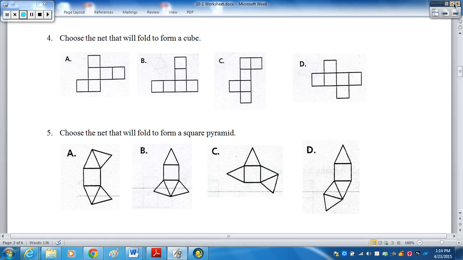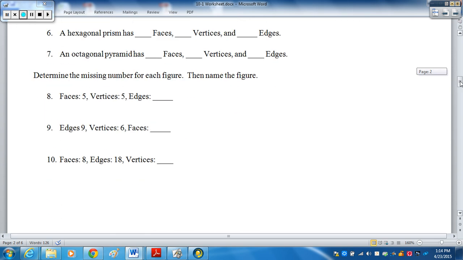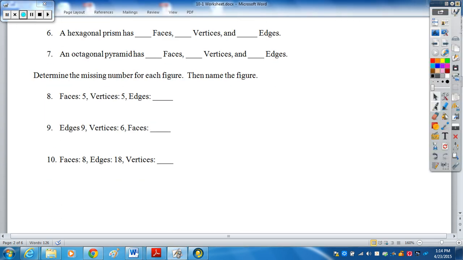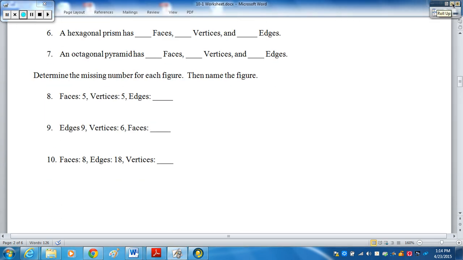For some of you, you'll have no problem with those. For others, you aren't quite as visual, might struggle with that a little bit. For number 6, we want to figure out the number of faces, vertices, and edges that are formed from these figures. Now, a hexagonal prism would be a 6-sided prism. Okay, the hexagon has 6 sides.